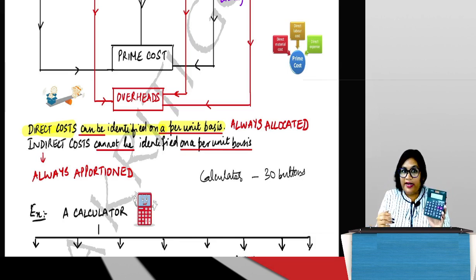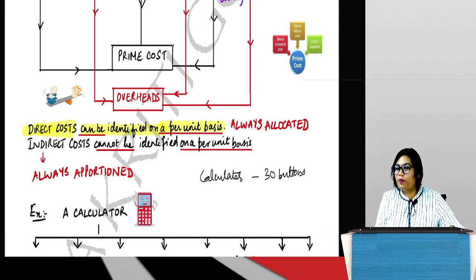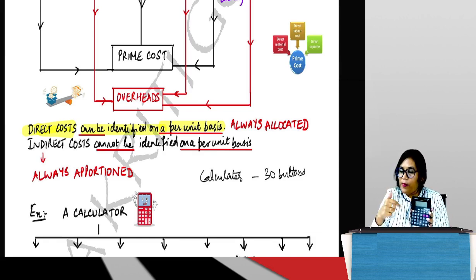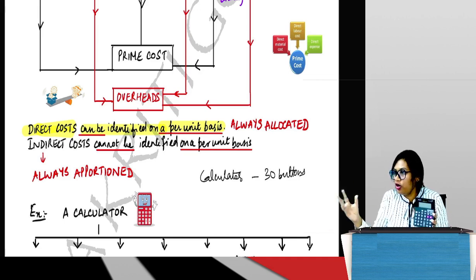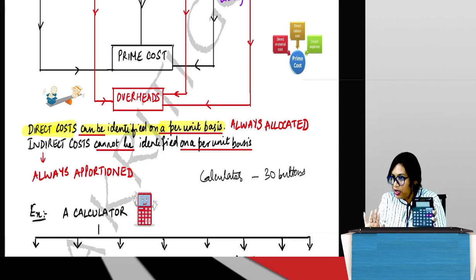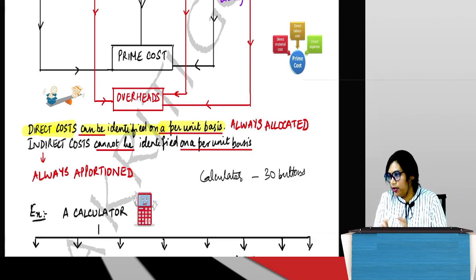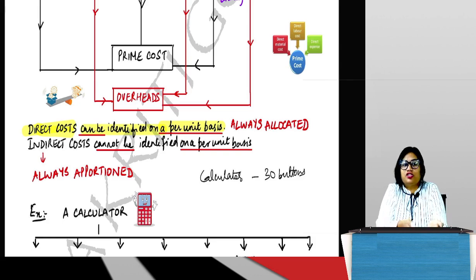Guys, is it okay? But if I tell you what was the salary of the person who was supervising the manufacture of this calculator, can you tell me how much goes here? You will be like, nah, I can't tell, because for that salary, again I need details, I need to calculate. You are not able to associate that cost directly with this calculator, but you are able to associate the cost of material used in this calculator very easily. Guys, correct? So direct costs are those costs which can be identified on a per unit basis, or which are directly associated with this product.